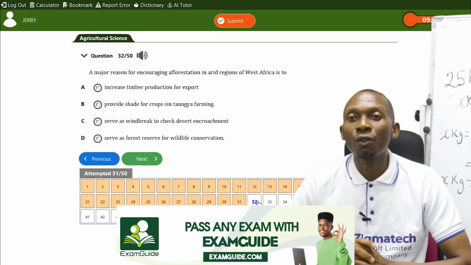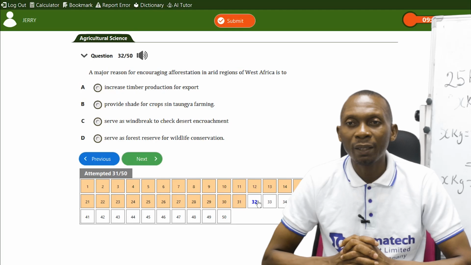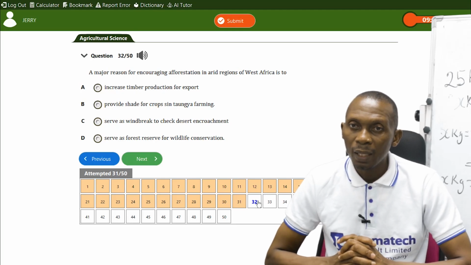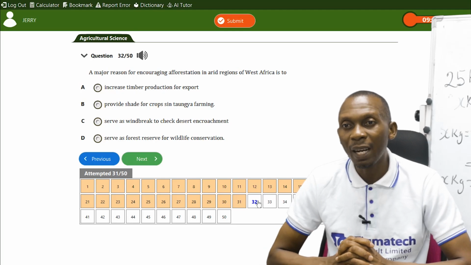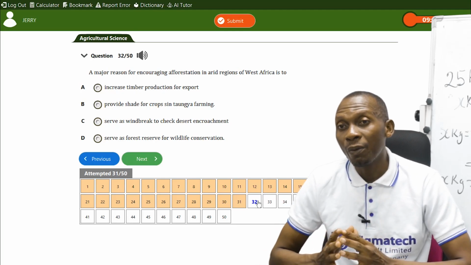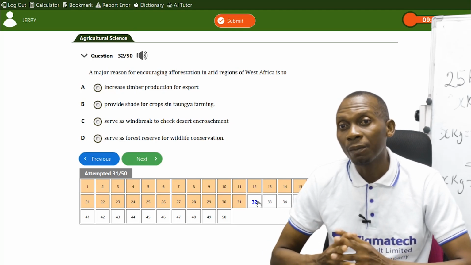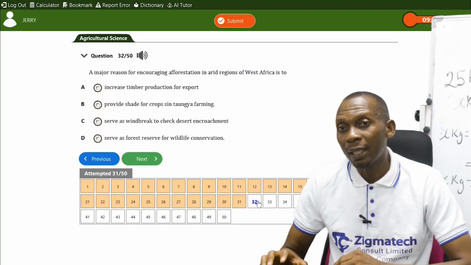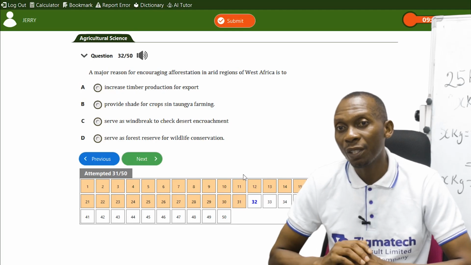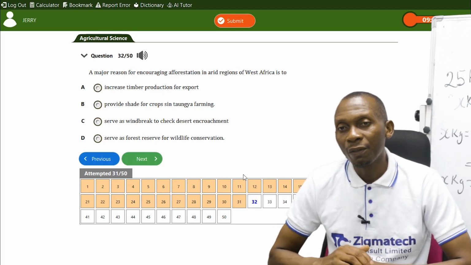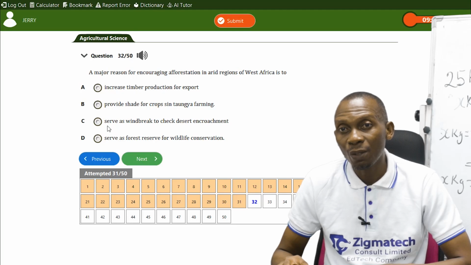Provide shade for crops in Taungya farming. Nope. That's not the answer. Serve as a windbreak to check desert encroachment. Now, the arid region is usually a region with very low rainfall, which is like the desert regions. So that should be the answer. But let's still look at the last option. Serve as forest reserve for wildlife conservation. So the answer is C. Serve as windbreak to check desert encroachment.